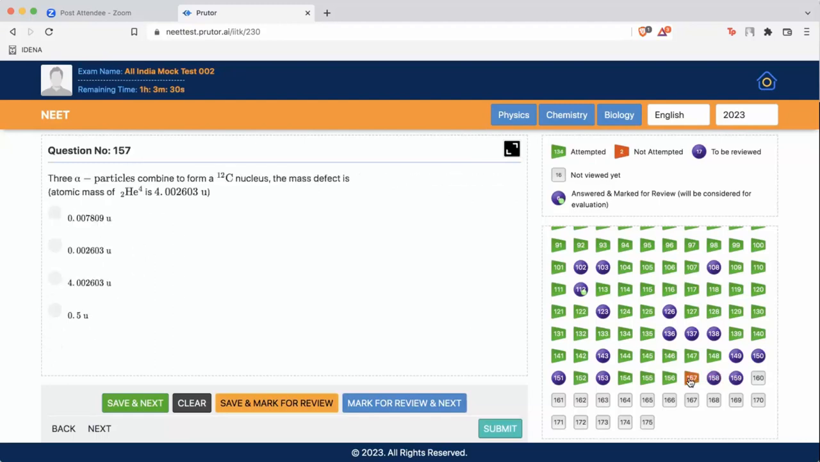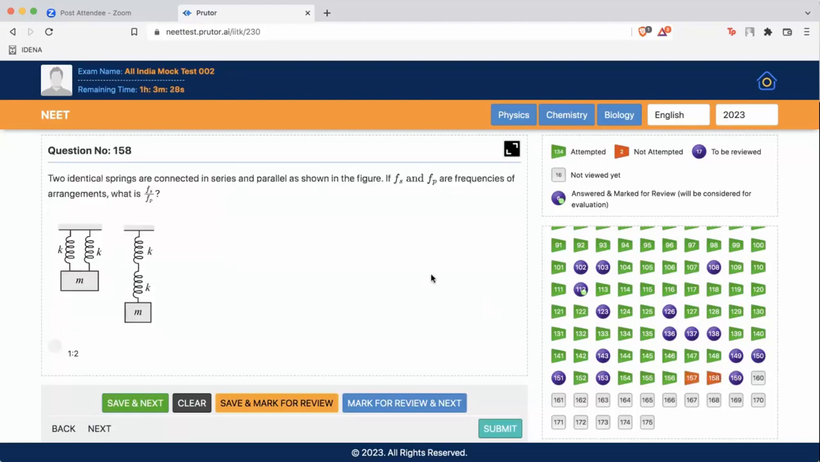Okay, this is 157. Two springs are connected in series and parallel as shown. Series case: mg is equal to kx plus kx, so mg is equal to 2kx. Second case: mg is equal to k by 2 x. Frequencies arrangement.